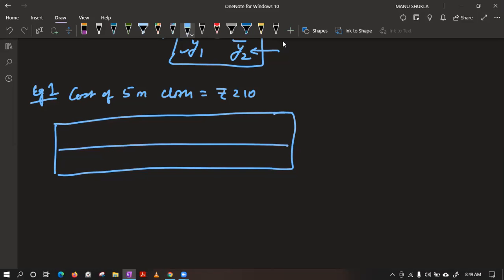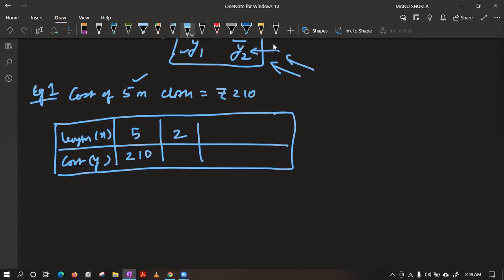Again, I've told you in these questions you can use the unitary method very easily. You can find the cost of 1 meter cloth, and after that, you can find the given question. But you can use this ratio formula also. Here we have length as x and cost as y. We know that the cost of 5 meter is rupees 210, and they are asking for the cost of 2, 4, 10, and 13.